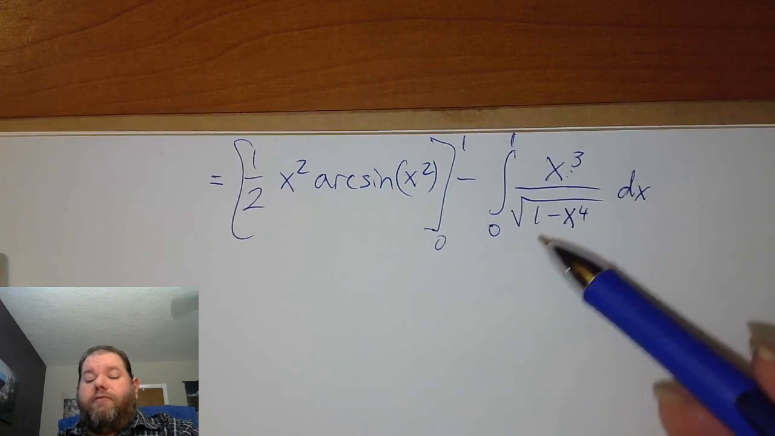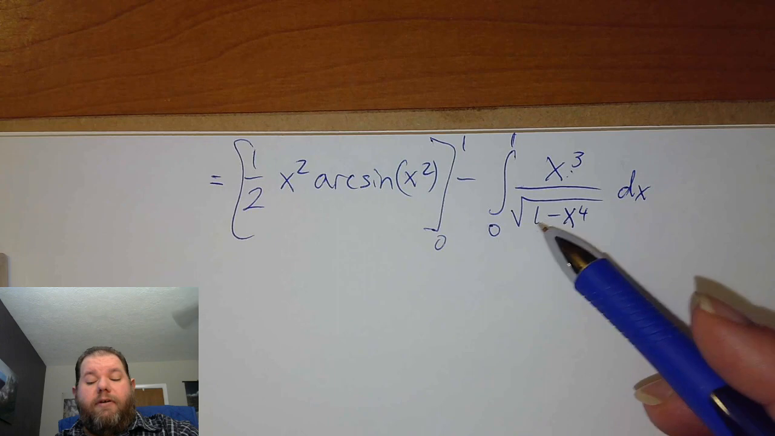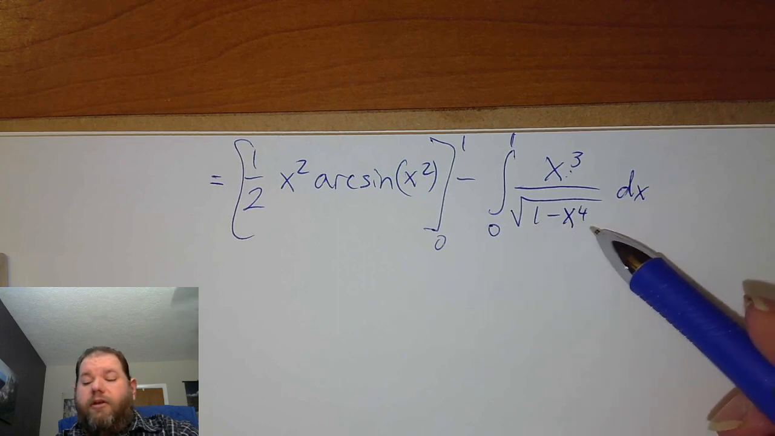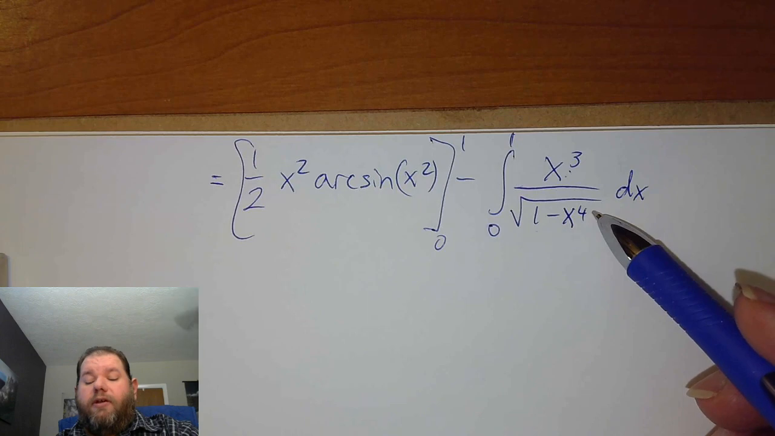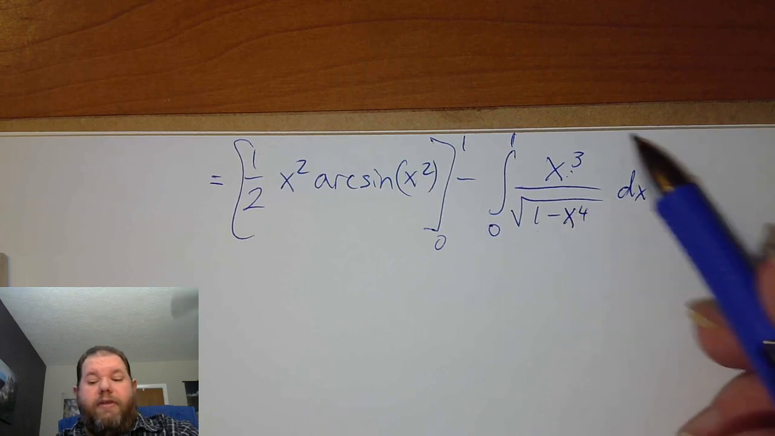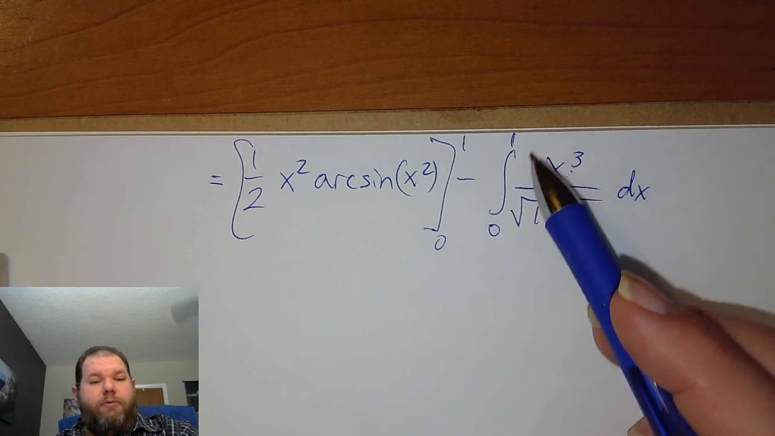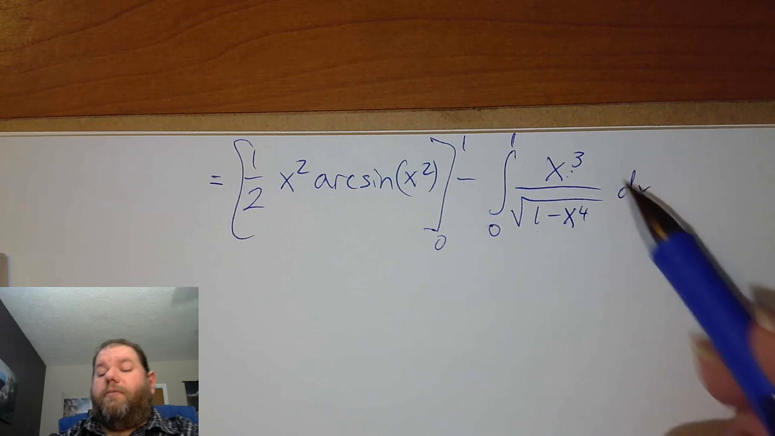Our expression under the radical is 1 minus x to the fourth, and if we think about the derivative of 1 minus x to the fourth, we know the derivative of 1 is 0, but x to the fourth is negative 4x cubed, and the x cubed is already up here, which is great because that'll let us complete the substitution.